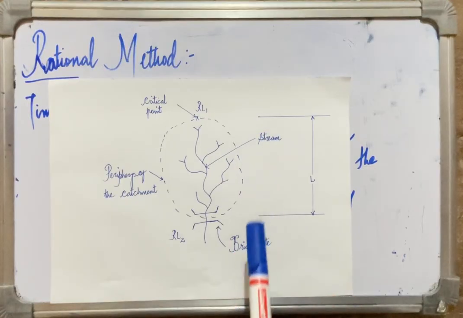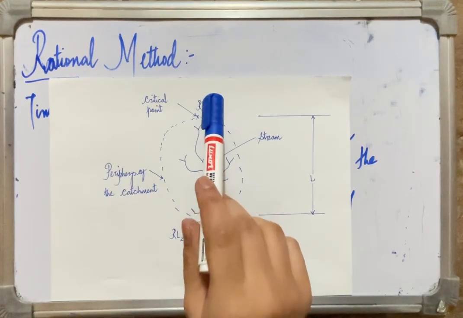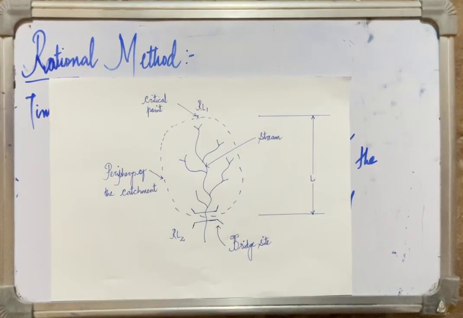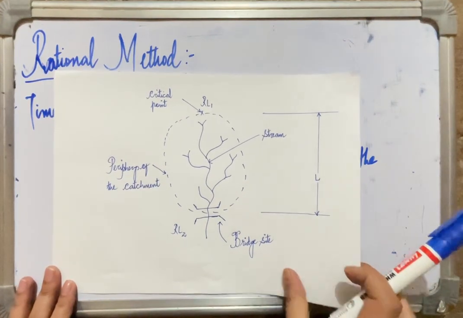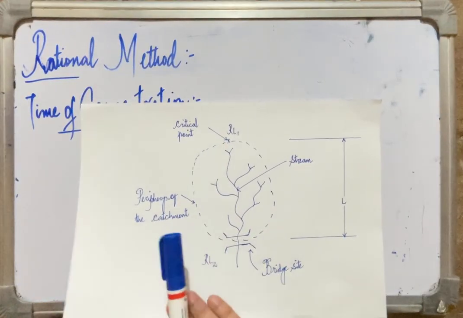This is the stream, this is the bridge site, this is the farthest point on the periphery of the catchment, known as the critical point. The time required for water or runoff, or a parcel of water, to travel from the farthest point on the periphery of the catchment to the bridge site is known as the concentration time, or the time of concentration. So this farthest point on the periphery of the catchment is known as the critical point.